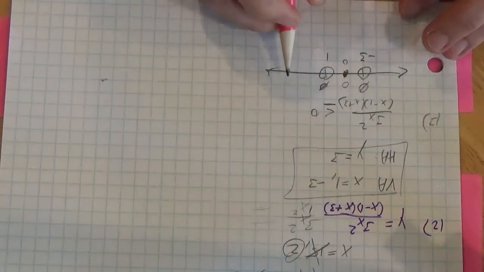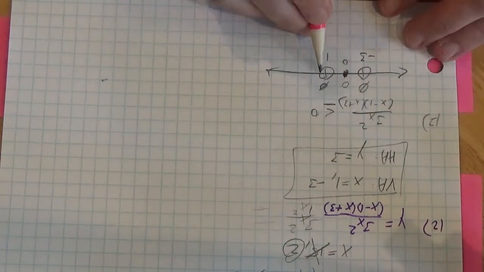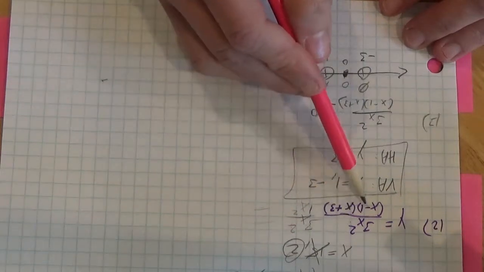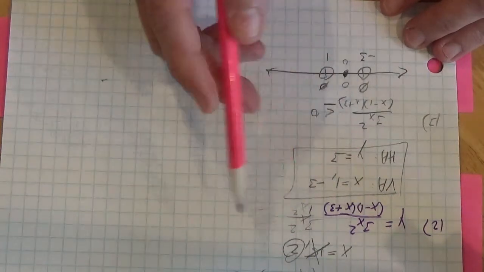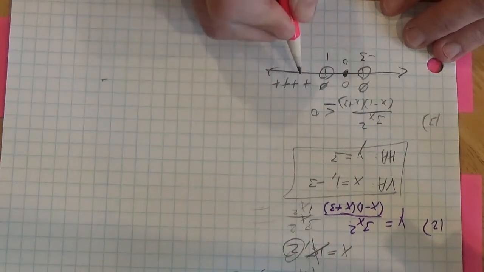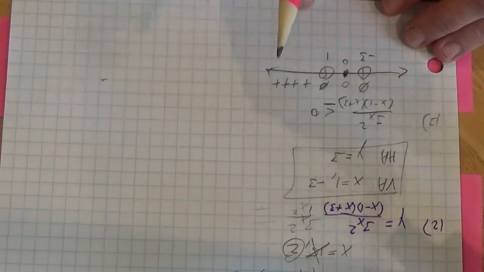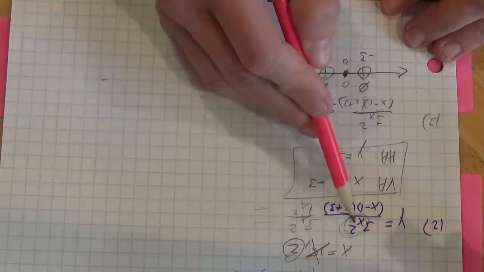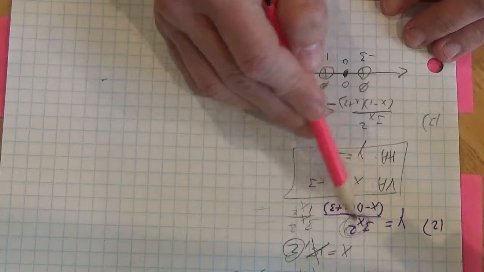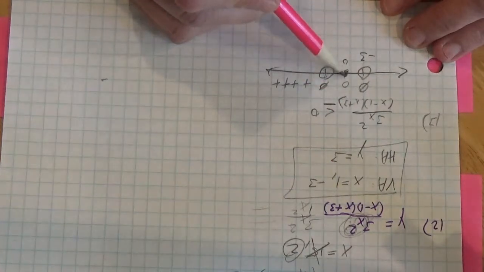And so now if I test any number bigger than 1, like a billion, the top will be positive, this will be positive, positive, so positive divided by positive is positive. So we're positive here. And then you can safely alternate signs except that x squared, even multiplicity there. So over that 0 where it came from, it's going to stay the same sign.